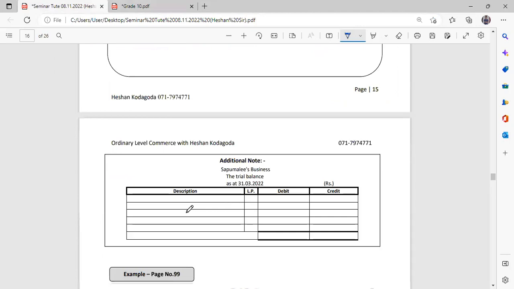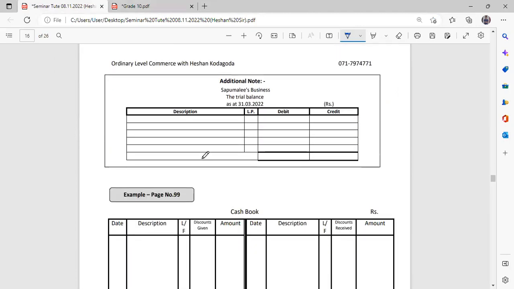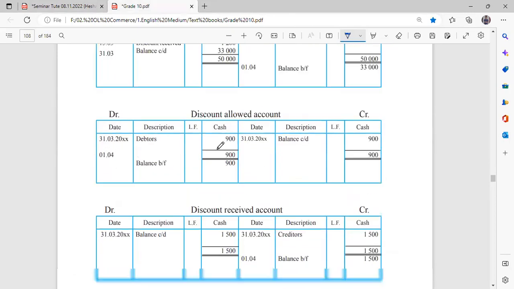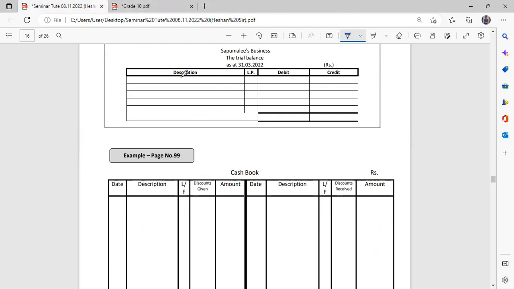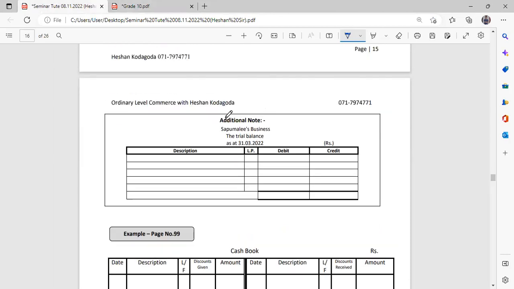And after that, finally, you need to balance all these things, and you need to prepare the trial balance. Now, these are the balances you can get. And apart from these, you need to write the capital account, right? Because to balance our trial balance, we need to write this capital account as well, right?